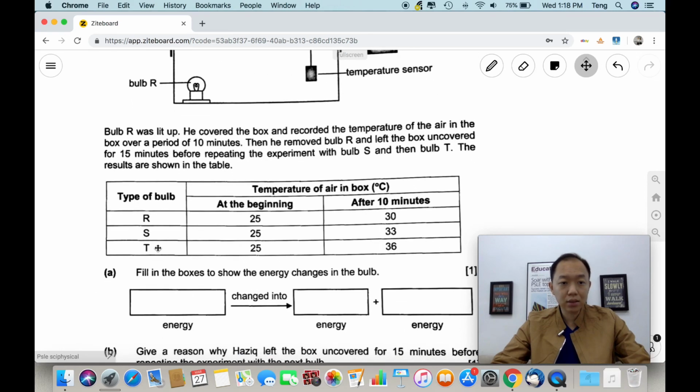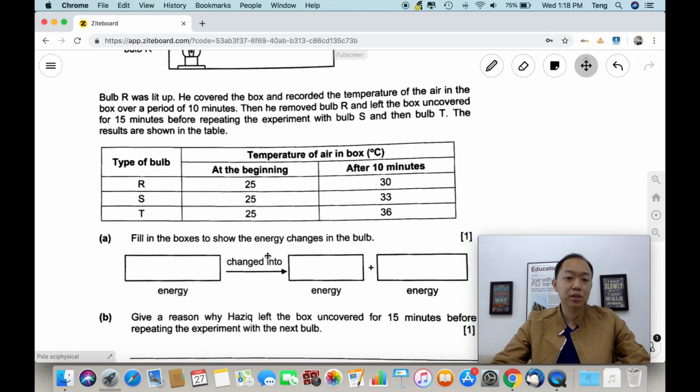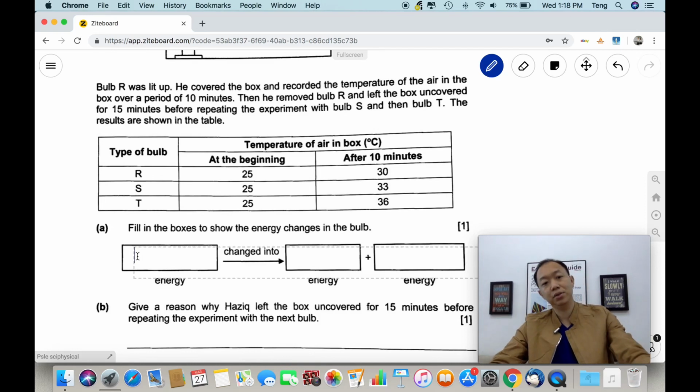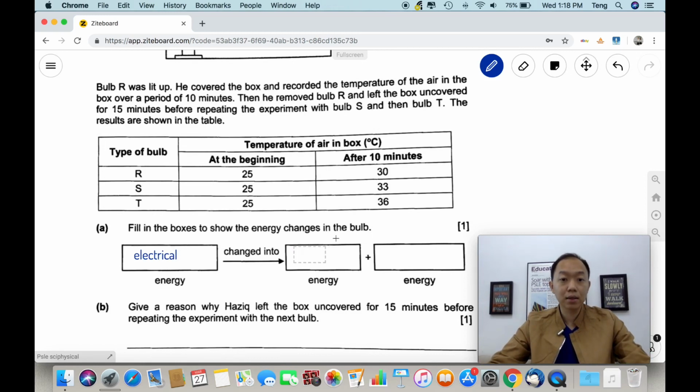So T is the hottest, because after 10 minutes it is at 36 degrees Celsius. The box changes, to show the energy changes in the bulb. Okay, so for the bulb to light up, obviously it needs electrical energy. So electrical changes to light in the bulb. They already give you the answer, no? Light bulb, so light energy, and this is pretty obvious. What are they measuring? Temperature, so heat. That's it. Next.